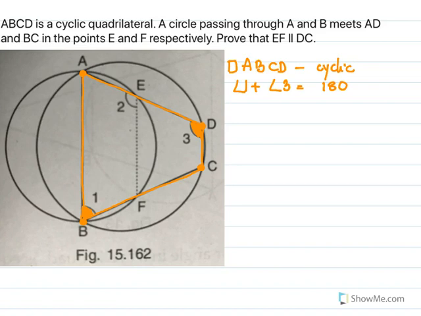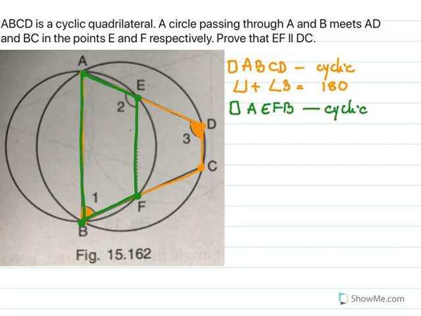I have yet another cyclic quadrilateral, A, B, F, C. Let me draw that. They all lie on the circle. All the 4 green points lie on the circle. So it is cyclic. So quadrilateral A, E, F, B is cyclic. So I can say angle 1 plus angle 2 is 180. So both these are 180.